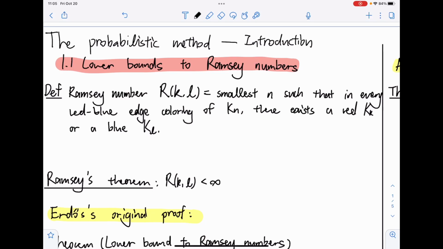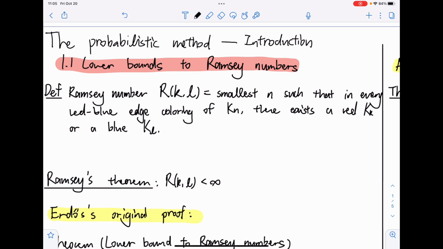Hi everyone, I'm Hongkai, and today I'm going to give an introduction to the probabilistic method. There are several sections in this lecture, and the first one is about the lower bound to the Ramsey numbers.